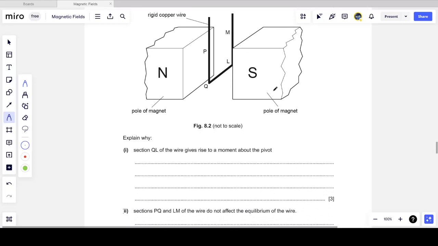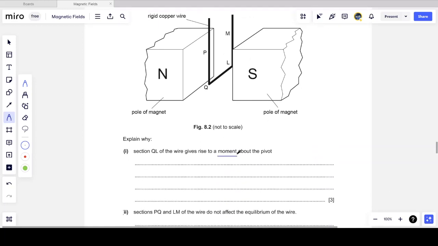So we have to think first what a moment means. A moment happens when a force acts on either side of a pivot point. So basically a net force acts around a pivot point, and there is no force acting through the pivot point. So it can act at any position that's not the pivot point, and it will give rise to a moment. So that's going back to the definition of moment. So how do we know that section QL is going to give rise to a moment?